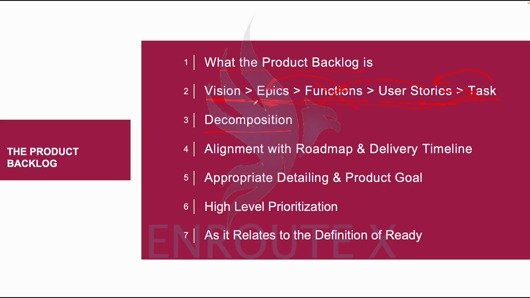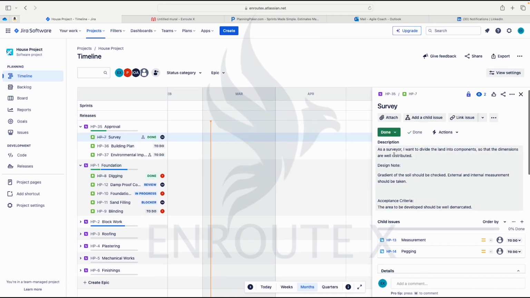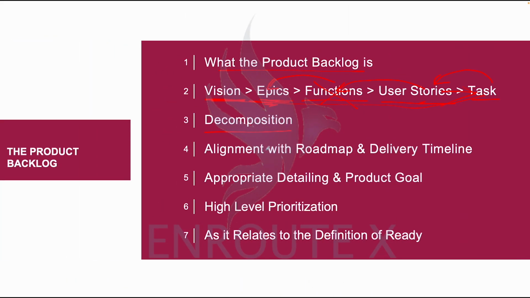By breaking down the big projects or products into smaller bits and ensuring that each of those stories, while we were talking about sprint planning and backlog refinements, we made reference to the INVEST criteria. So while you are decomposing, you are also ensuring that each story carries the details needed, right? Then, of course, each of these under the product backlog, there should be an alignment with the roadmap and a delivery timeline.